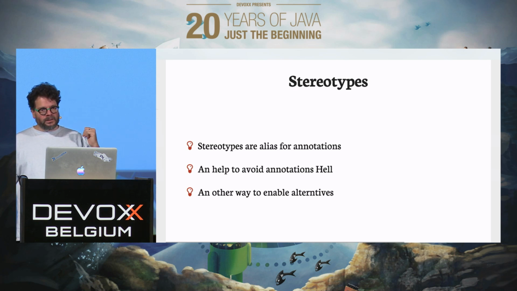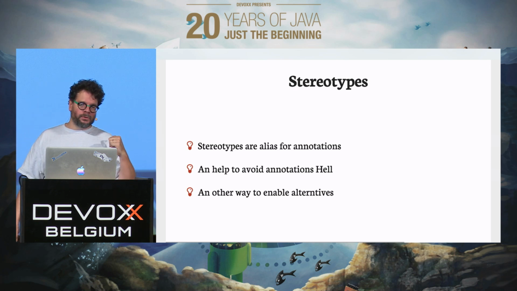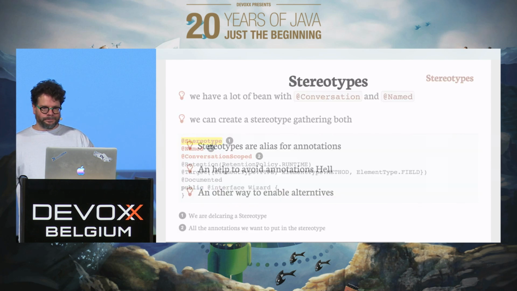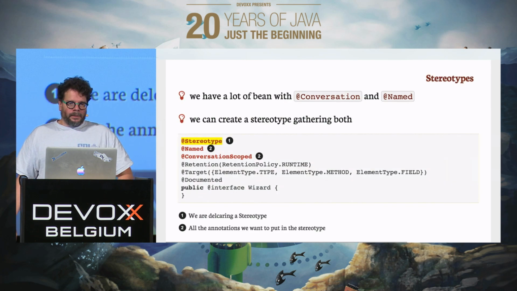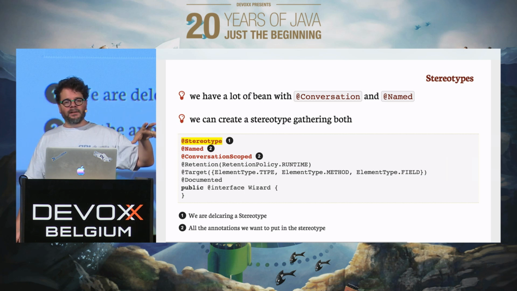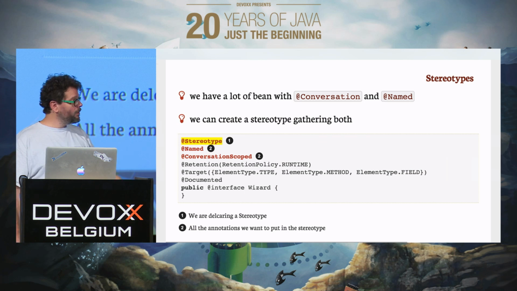So by using stereotypes, you have a way to define an alias for a bunch of annotations and avoid annotation hell. And it's also another way to enable alternatives. So, for instance, in our application, we have a lot of beans annotated with @ConversationScoped and @Named. We can create a stereotype gathering both annotations. So we'll do that by creating a new annotation.